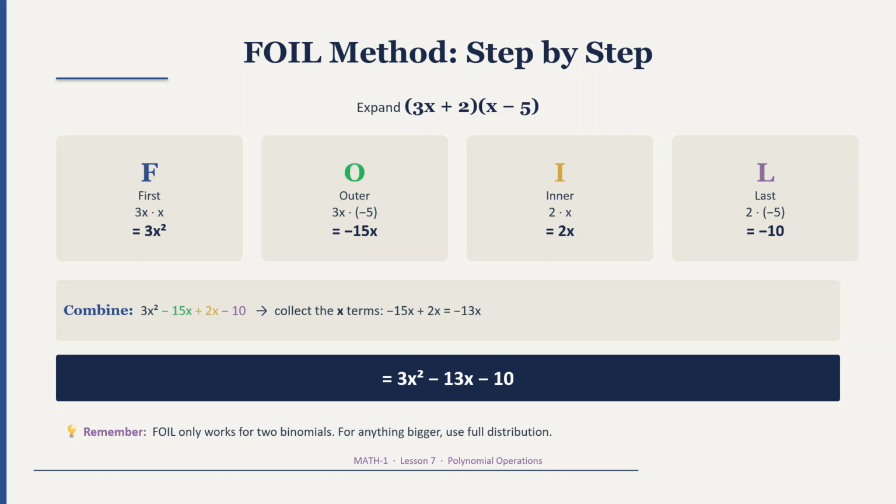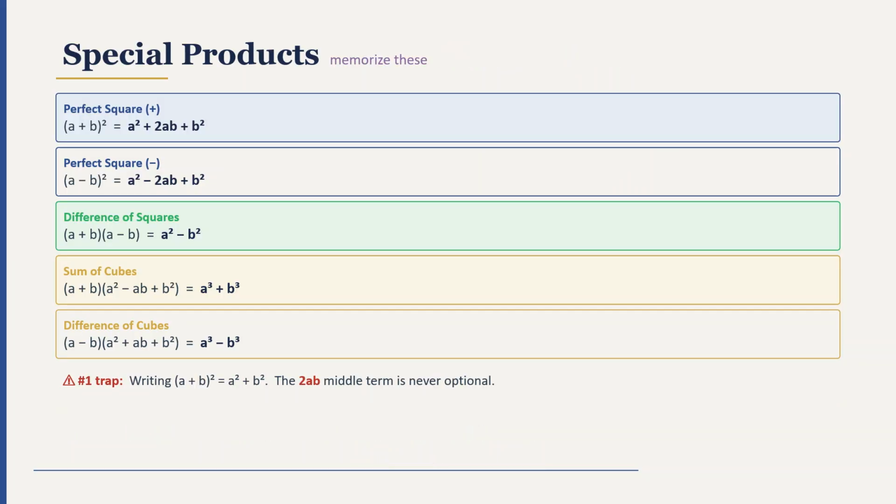Always remember to combine like terms at the end. Leaving 4 separate terms when 2 of them are like terms is one of the most common mistakes. There are 5 special product patterns you should memorize. They save time and reduce sign errors.